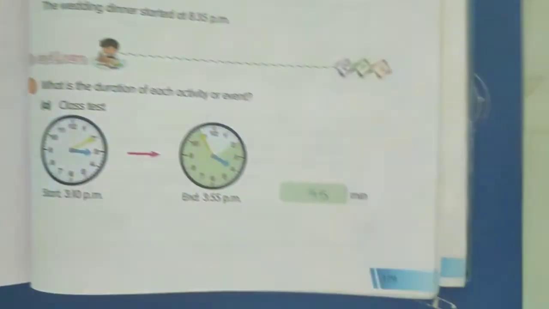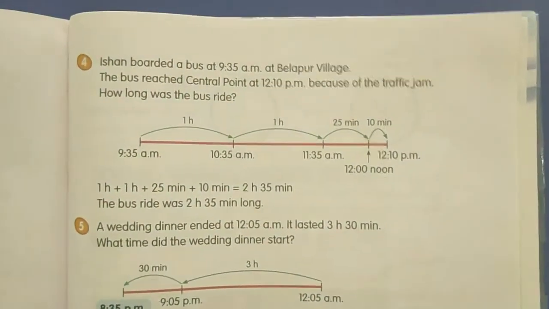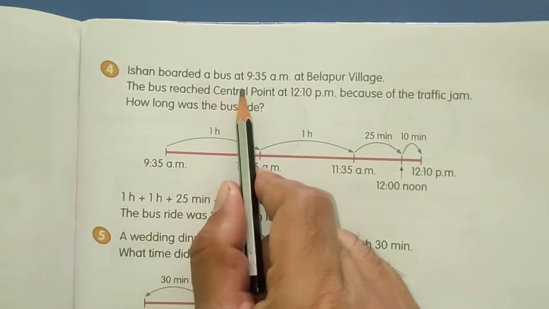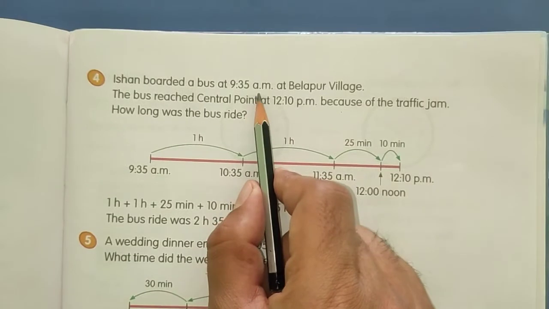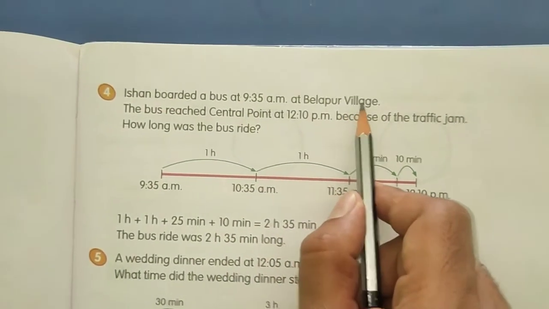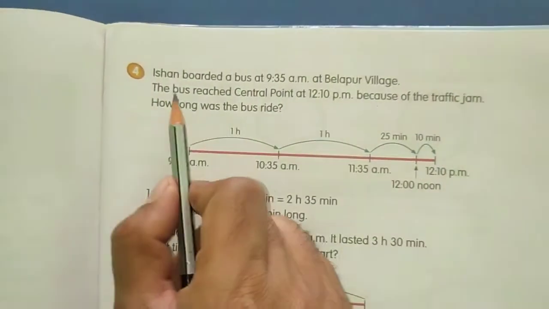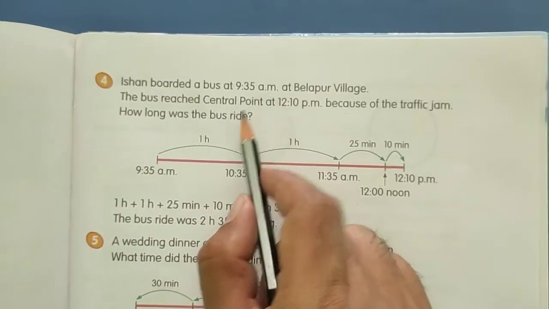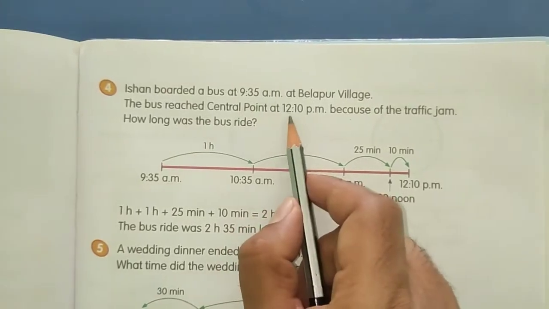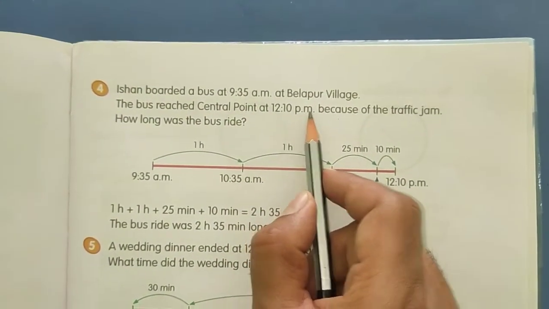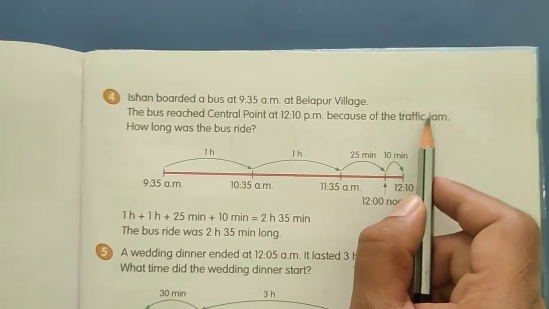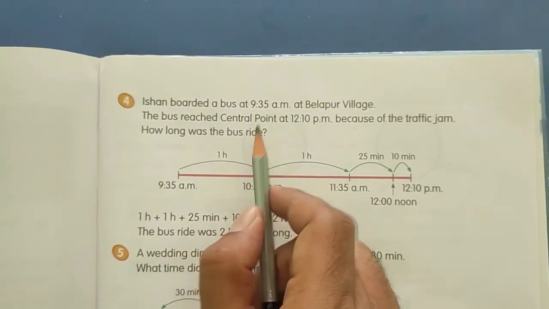Come to the next page, page number 179. Point number 4. Ishan boarded a bus at 9:35 am at Belapur village. वो बस में बैठा कब? 9:35 am को. The bus reached Central Point when he reached 12:10 pm. Because of traffic jam, how long was the bus ride?